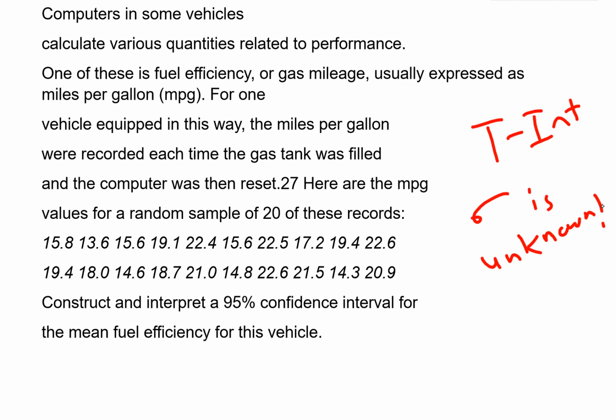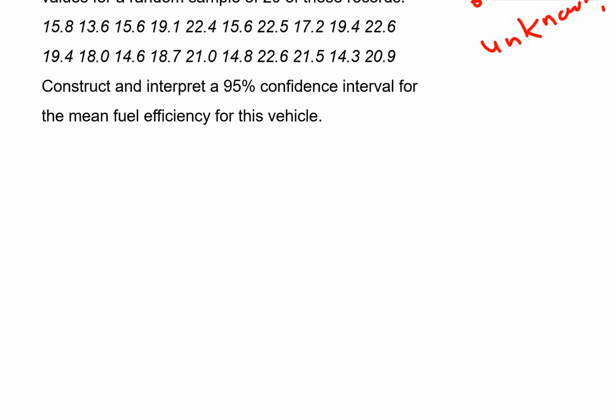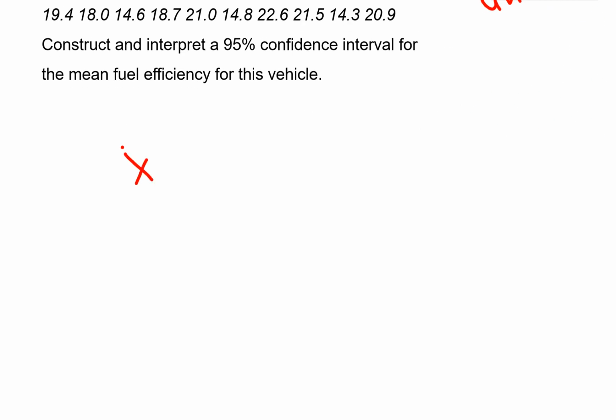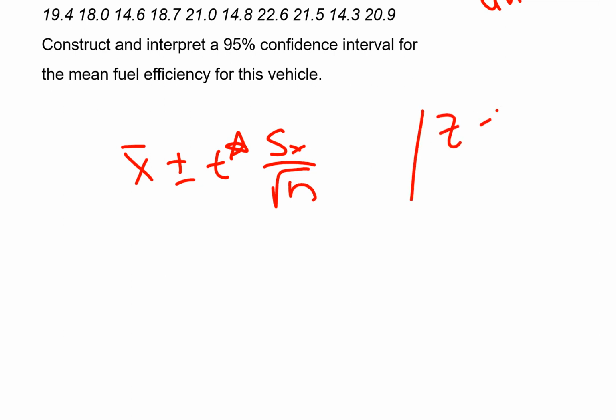So it turns out to be very similar to the one-sample Z interval, just like the one-sample t-test is very close to the one-sample z-test. The confidence interval's basic format looks like this. It's x bar plus or minus t star times s of x over the square root of n. So you'll notice that looks just like the interval in the previous video when we talked about a z interval.